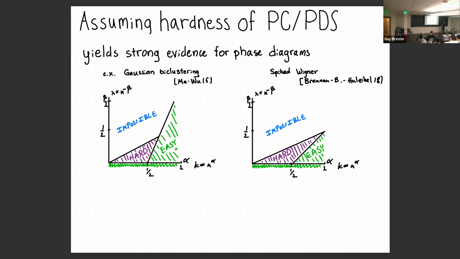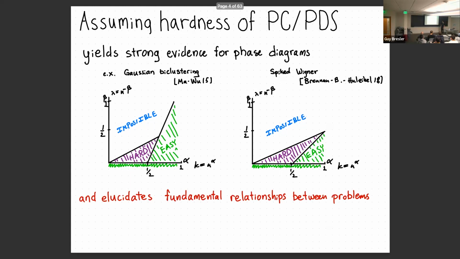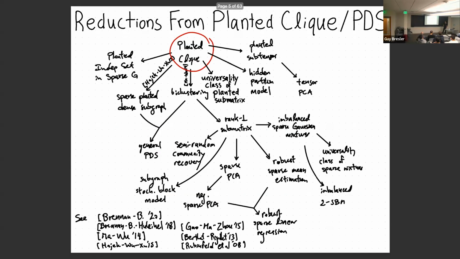Here's another problem, spiked Wigner. There's a somewhat different phase diagram. This is from a paper of mine with Matt Brennan and with Chenghao from a few years ago. And the point is that this shows that reductions from Planted Clique to other problems, or between other problems, show fundamental relationships between the problems themselves beyond just these hardness diagrams. And motivated by that, this is a diagram of reductions, a web of reductions, almost entirely from this paper with my former student, Matt Brennan.